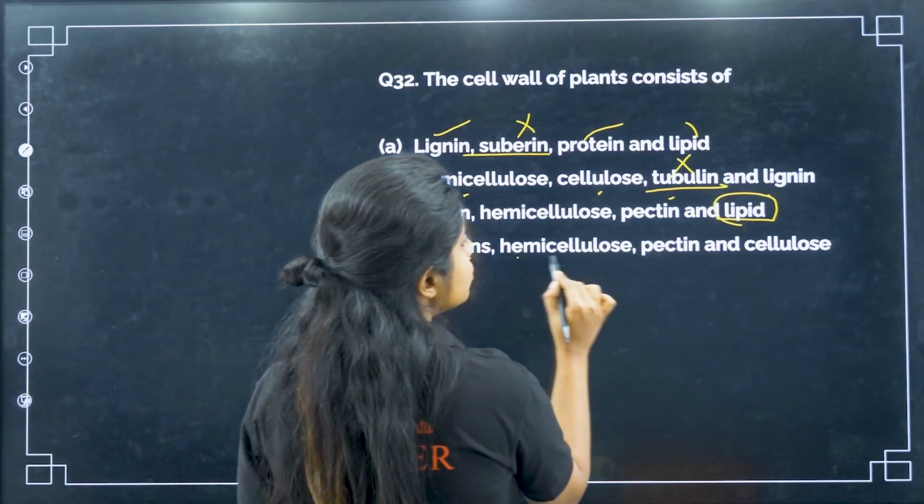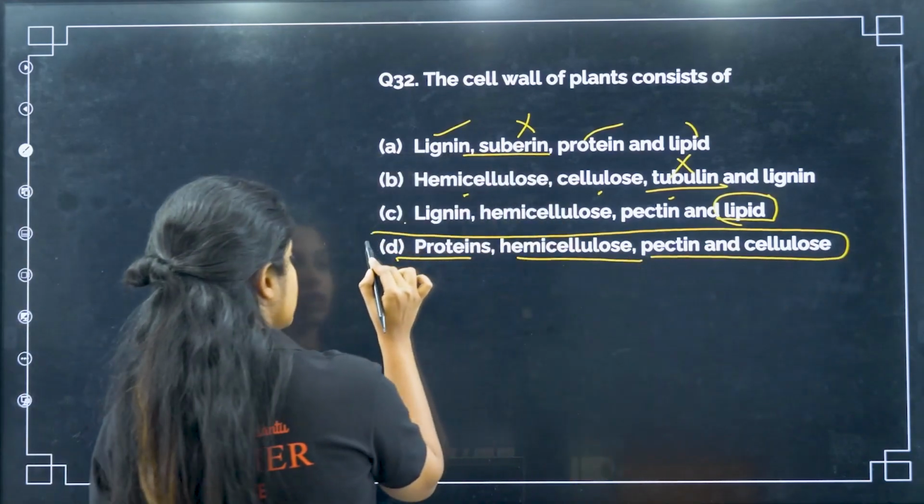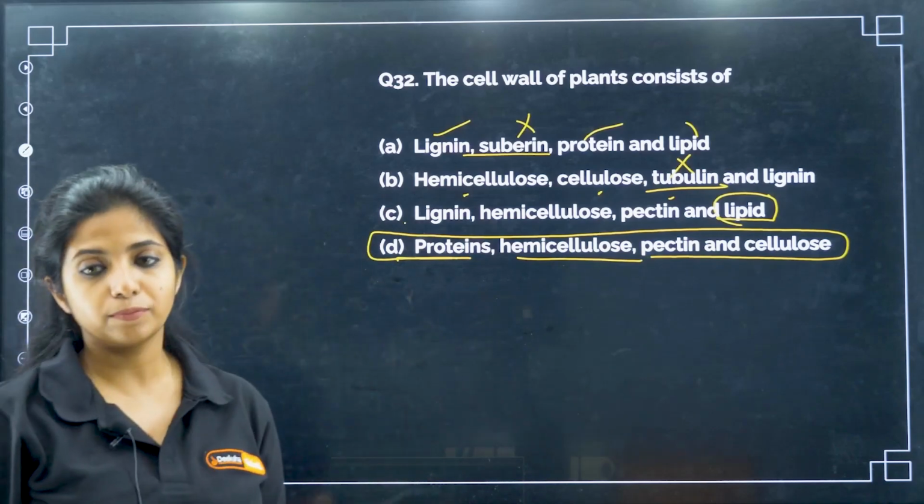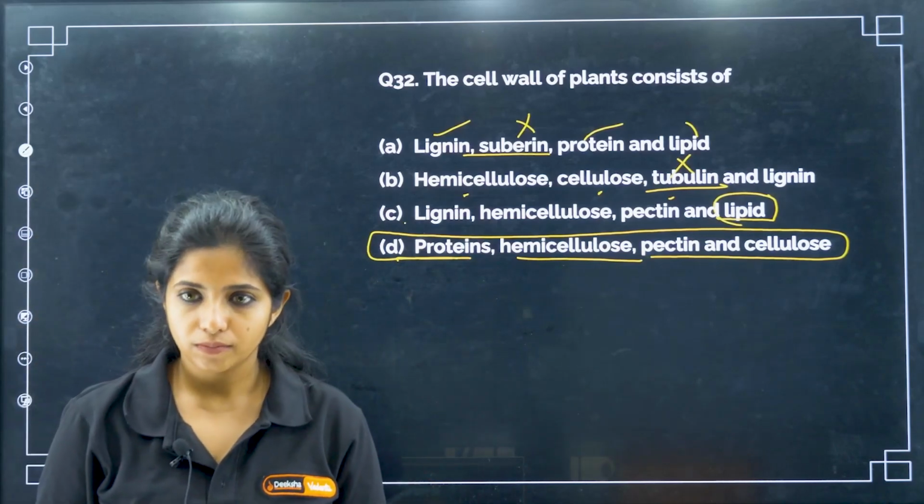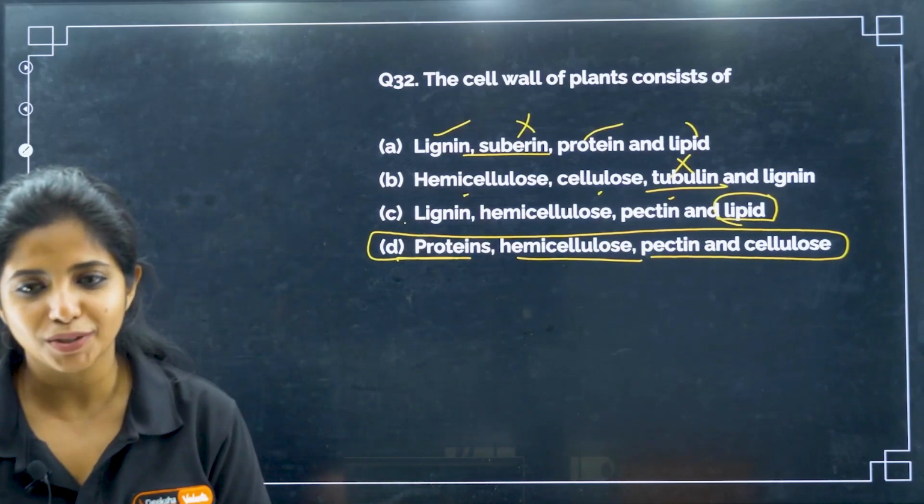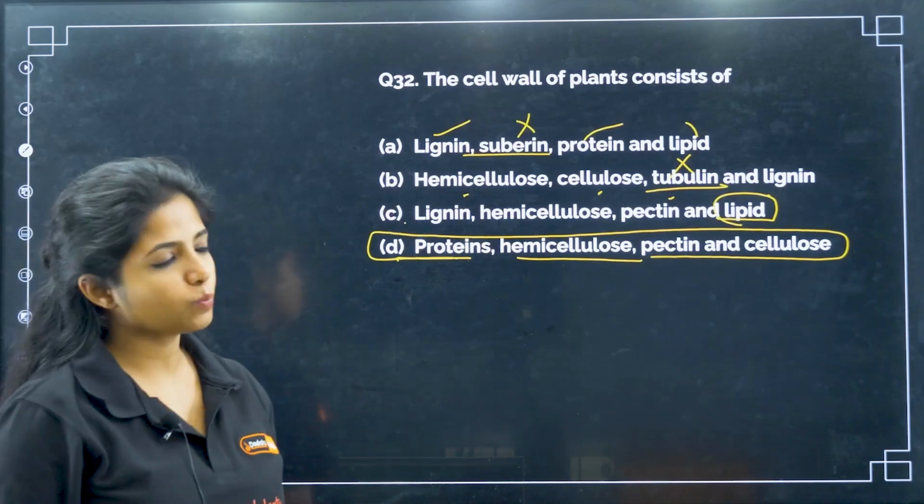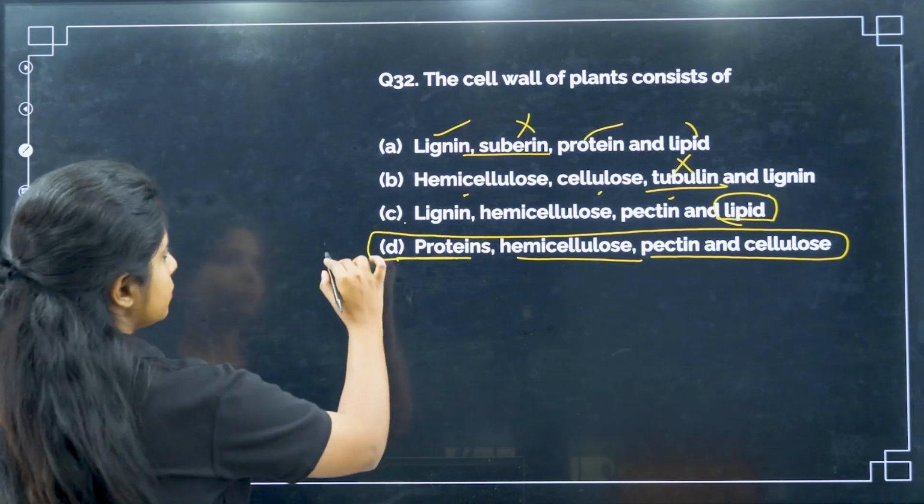Okay, proteins, hemicellulose, pectin and cellulose. Yes, my dear children, this makes up the part of the cell wall. The cell wall consists of all these things that you are seeing over here: proteins, hemicellulose, pectin and cellulose.